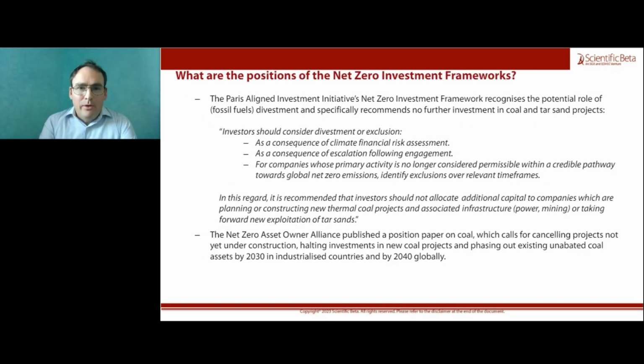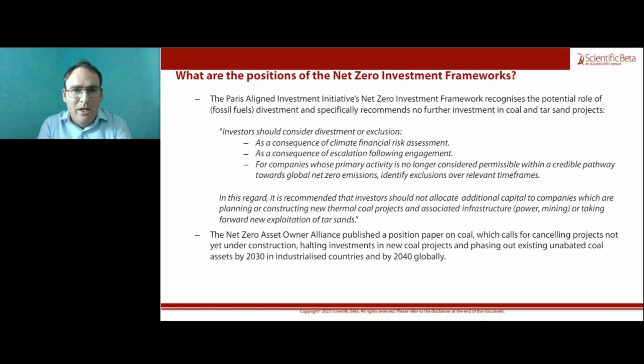Now, there are 2 net zero investment frameworks, what I call net zero investment frameworks, that were published in 2021. There was the target setting protocol that was published by the Net Zero Asset Owner Alliance, and there is the Paris Aligned Investment Initiative, which also published a net zero investment framework.